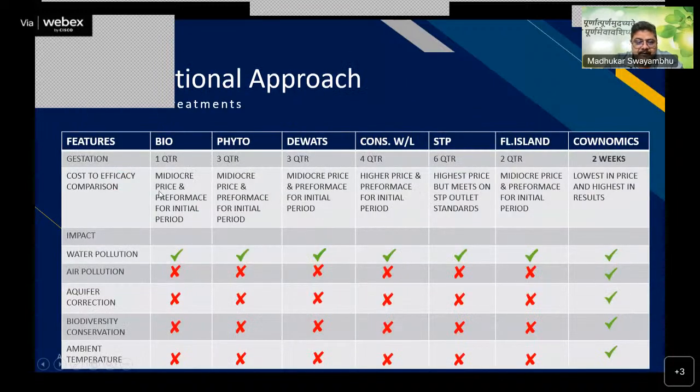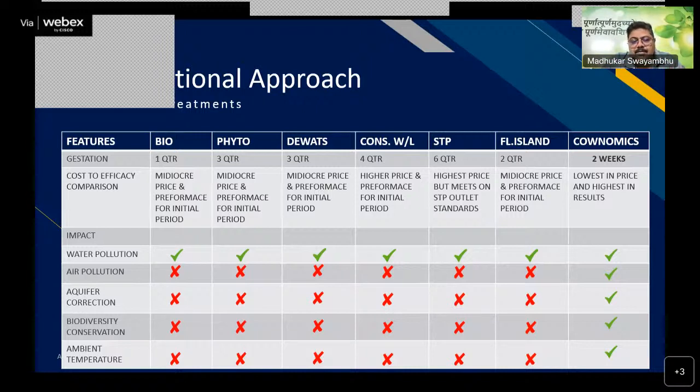If we look at the various models available for water treatment, what we see is: bioremediation, gestation period is approximately one quarter. Phytoremediation is about three quarters, nine months. DVATS is again three to four quarters. Constructed wetland is four to five quarters. Sewage treatment plant can take even a year or more. Floating islands can take about two to three quarters because of the basic production of the floating islands itself. Whereas if you look at our technology, cownomics, it is just a matter of one or two weeks maximum, right?